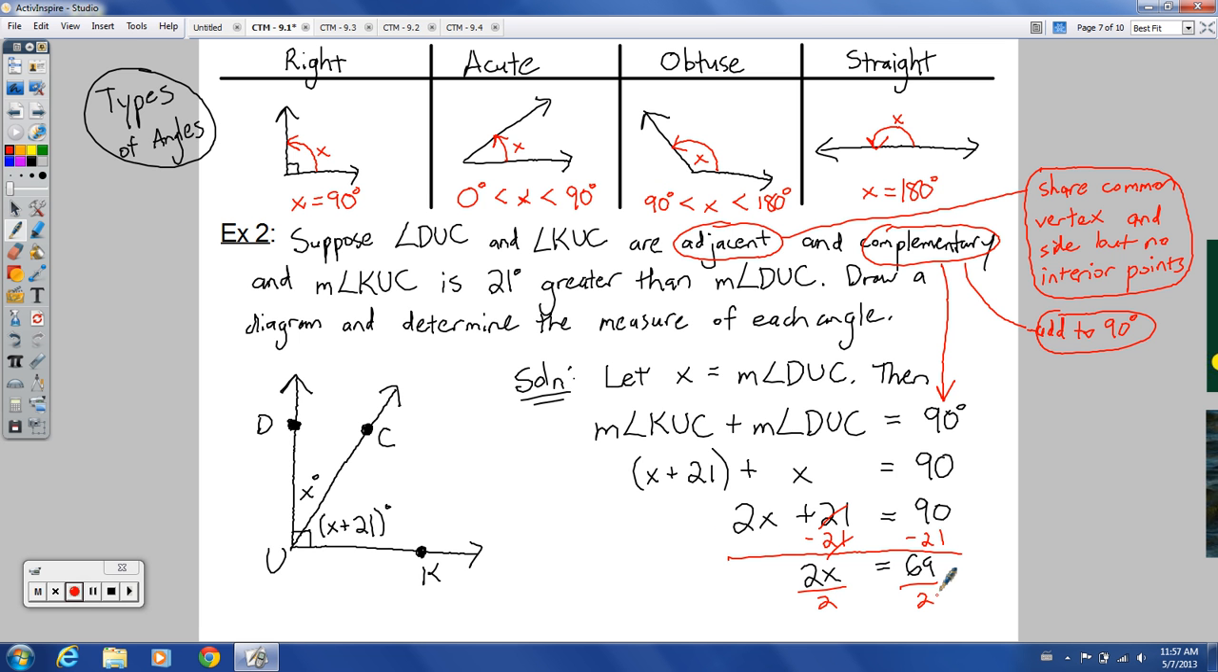And you got your value for x. X equals 34.5. So not done, but that's really important. That's just about got me to the end.